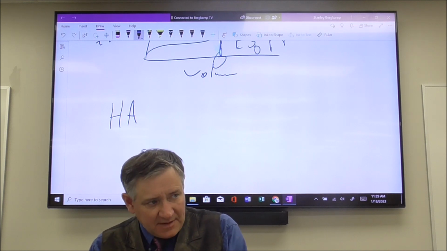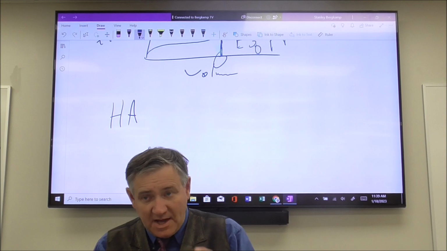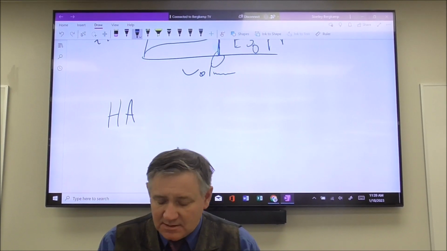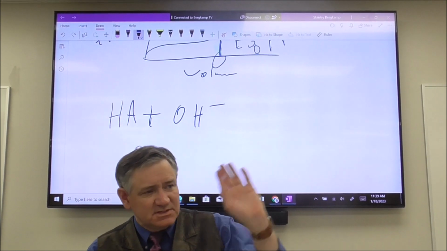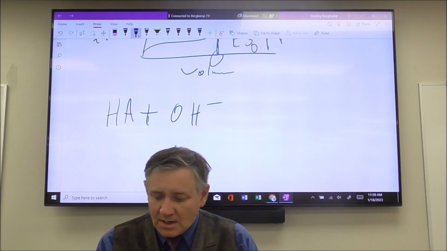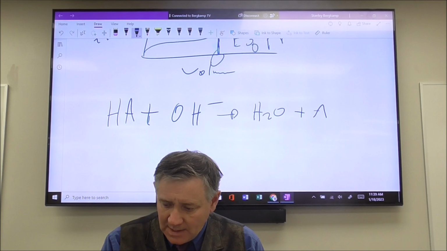But because of the fact that this is a weak acid, I have to worry about the fact that, number one, this is existing as the molecular form of the acid. That's going to react with hydroxides. I'm not going to put the sodium because I could care less about the sodium because it's just a spectator ion. And out of this, I'm going to get water and anions.